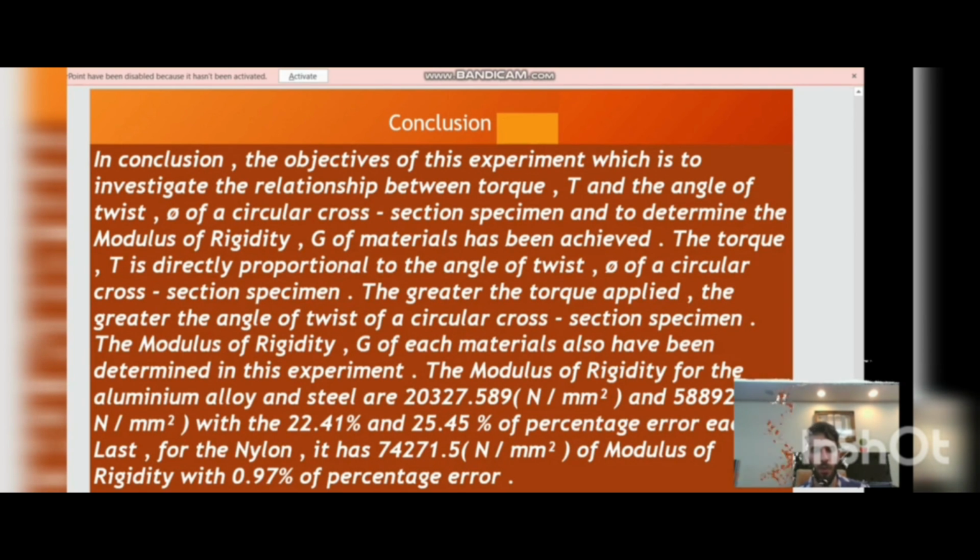With the 22.41 and 25.45 percentage error respectively. For the nylon, it has 74271.5 of modulus of rigidity with 0.97 percent of percentage error.